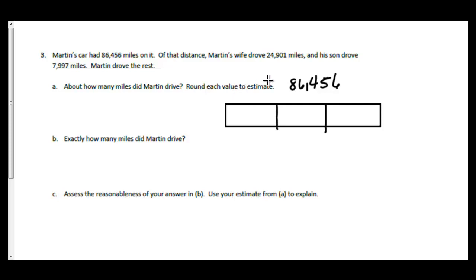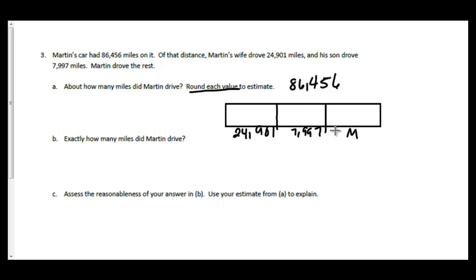It says that Martin's wife drove 24,901 miles, his son drove 7,997 miles, and Martin drove the rest. Now it says, about how many miles did Martin drive? Round each value to estimate. It doesn't tell me what to round it to. Just kind of nice because it means that I get to use my own judgment.